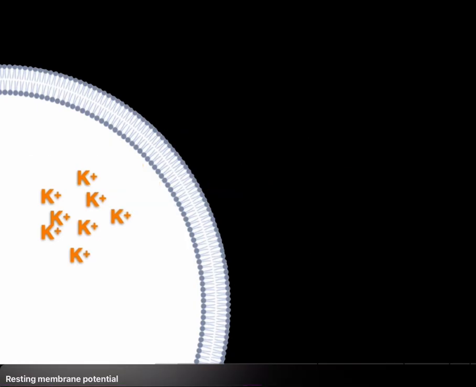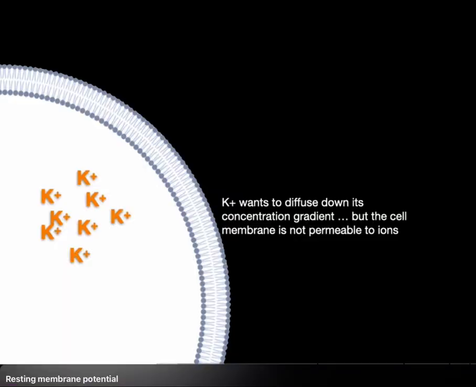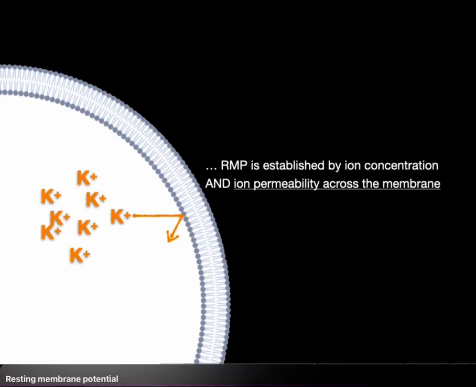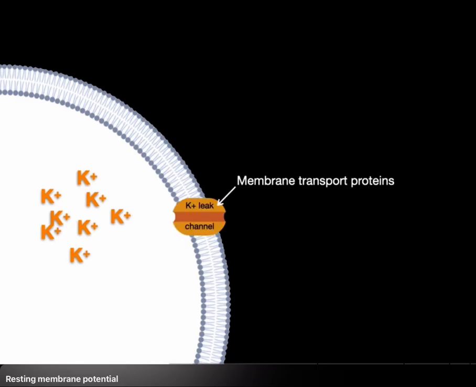Let's focus on potassium for a moment. Potassium wants to diffuse down its concentration gradient, but the cell membrane is not permeable to ions. Now, the resting membrane potential is established by ion concentration and, this is important, ion permeability across the membrane. So how can an ion permeate the cell membrane? We put a door there. We call these membrane transport proteins.